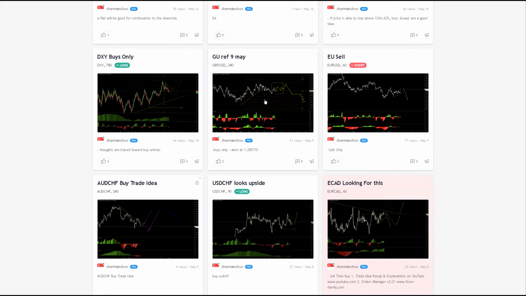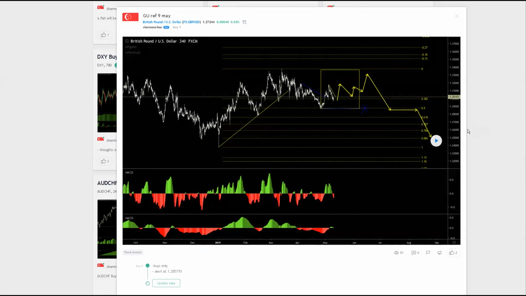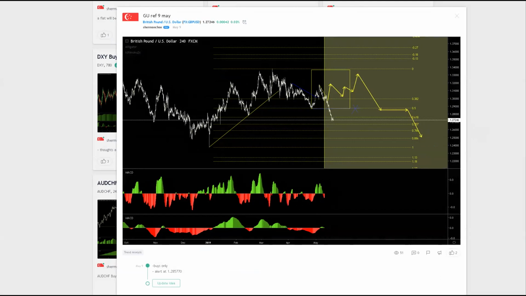I just cover maybe until 9th May. Let's look at this. Well, let's see what this is. Pound dollar. What was this? Looking for the sell. Oh, okay, this is a good learning moment over here. Basically, this looked like a leading diagonal to me.